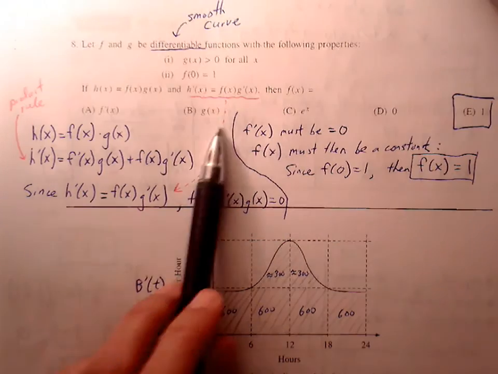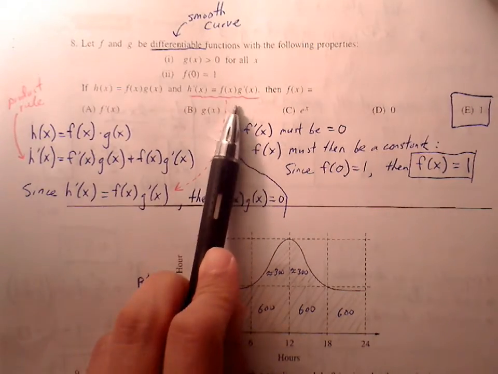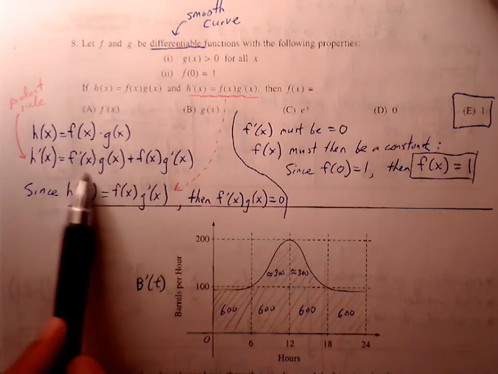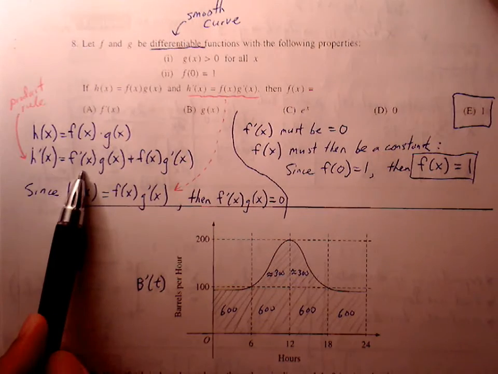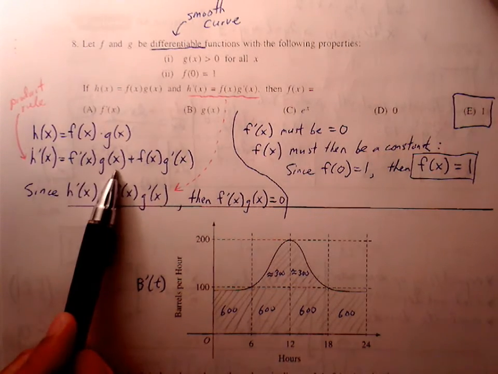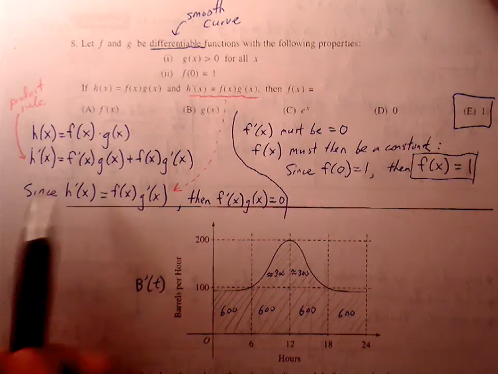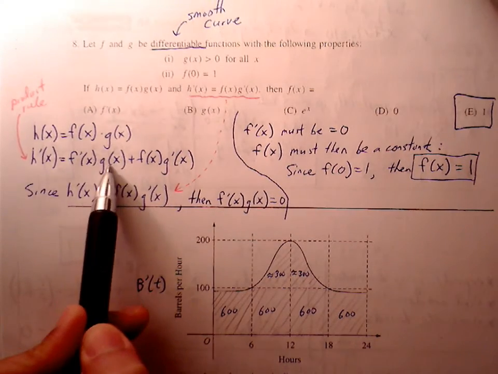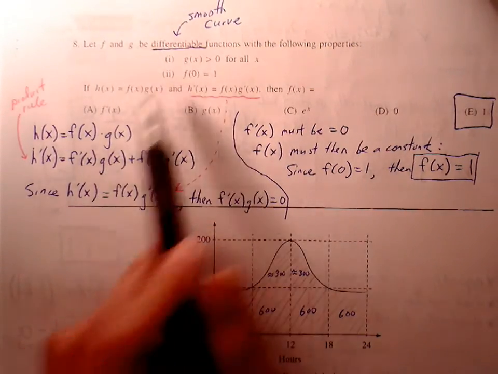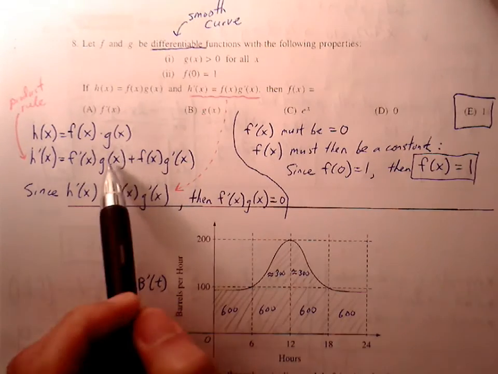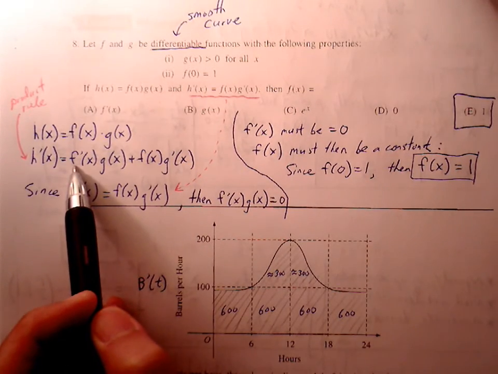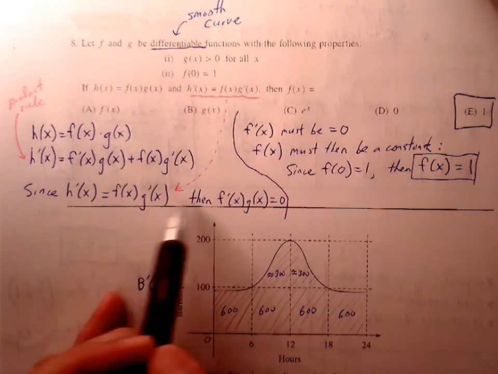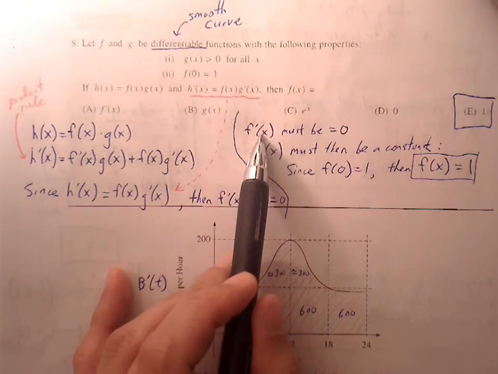But we're told that fg prime is the only thing that remains, and this f prime times g just completely goes away. So the only way that this is going to go away is if one of these terms is 0. We know it can't be g of x because g of x is greater than 0. So that means this f prime must be equal to 0. Right? F prime must be the one that's equal to 0.